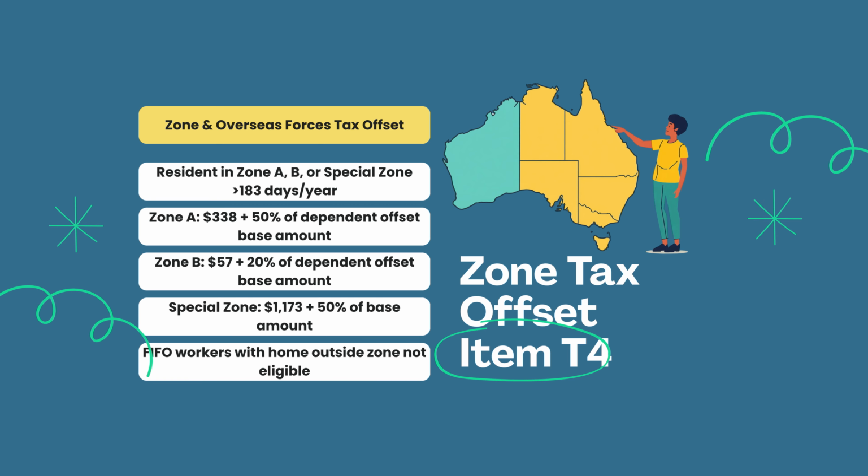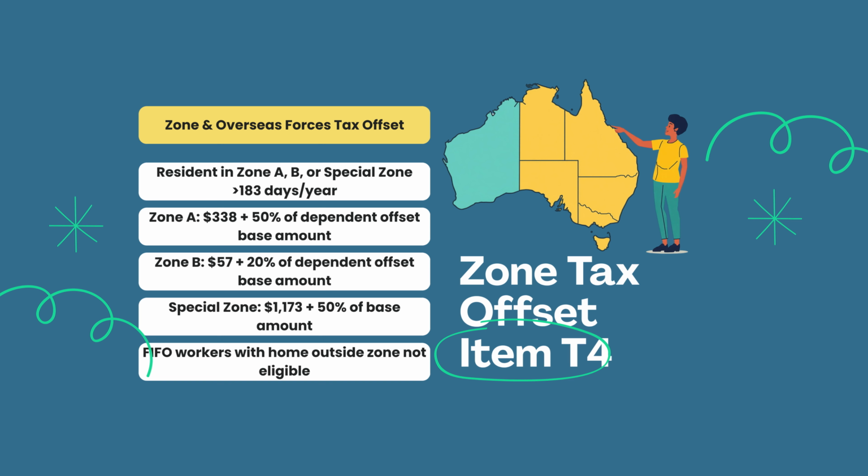Finally, we address the Zone and Overseas Forces Tax Offset at item T4. This offset provides tax relief to individuals living in isolated areas or serving overseas. The critical rule to remember here is the 183-day rule, combined with the usual place of residence test. A client must reside in a qualifying zone for more than half the year. The ATO is very strict about this.